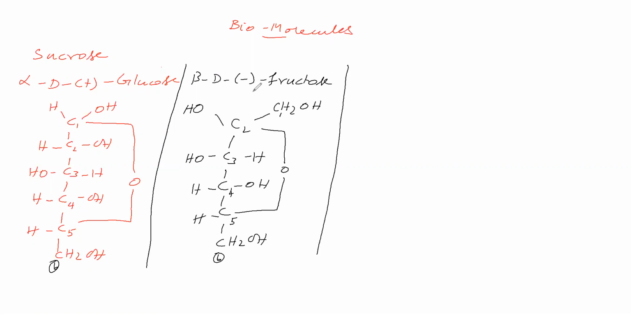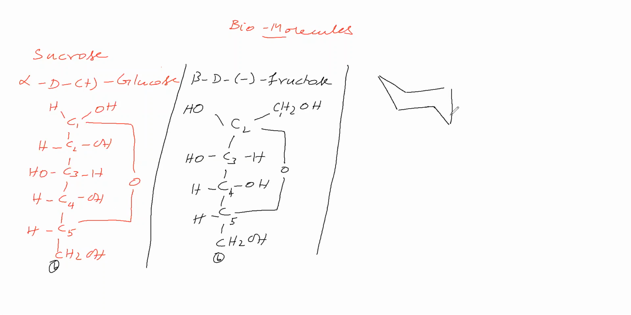Now we will take this alpha D plus glucose in a chair form because this cycle is a six-membered ring: 5 carbon atoms and 1 oxygen. Therefore, as it is a six-membered ring, we will take it in a chair form. Okay, we have taken it in a chair form.